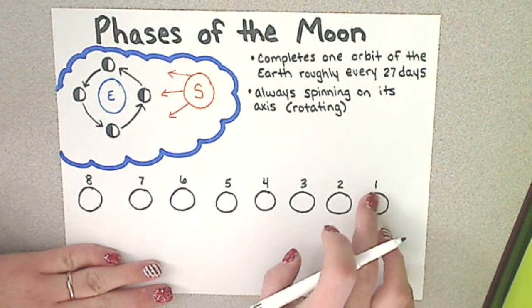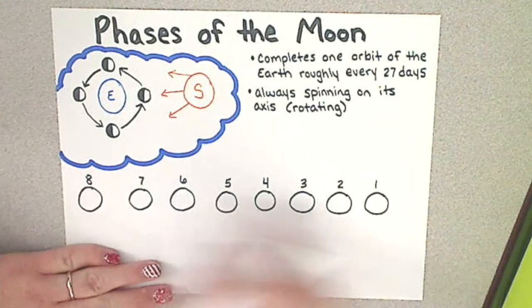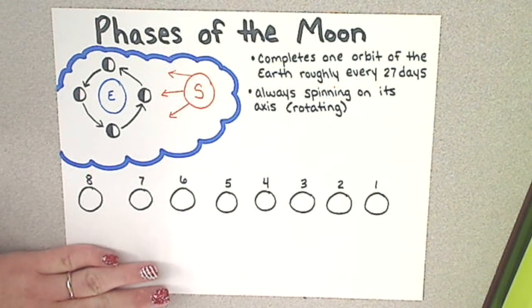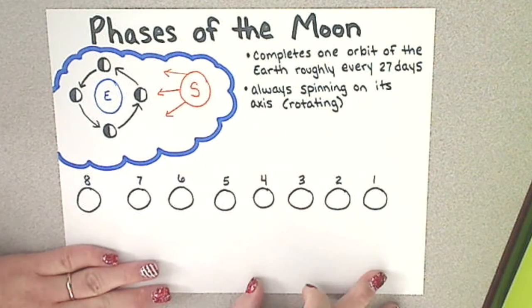Okay, so we're going to label these 1, 2, 3, 4, 5, 6, 7, 8 from the right to the left, and there's a reason for that. And I'm going to show you exactly why.